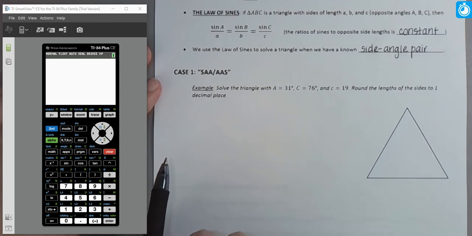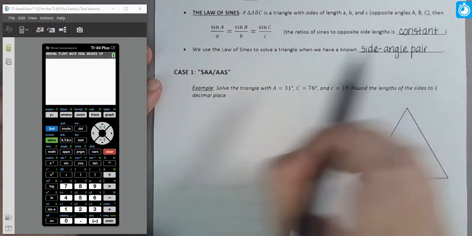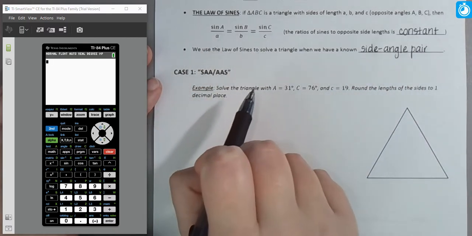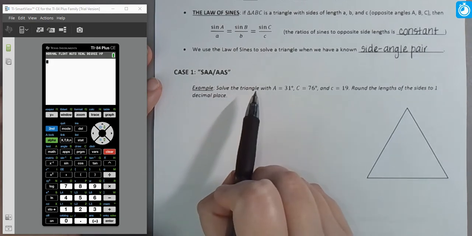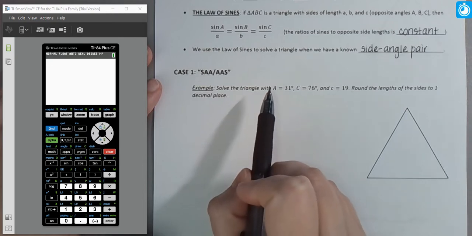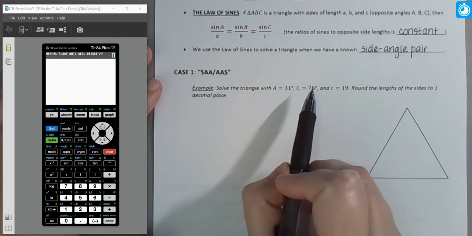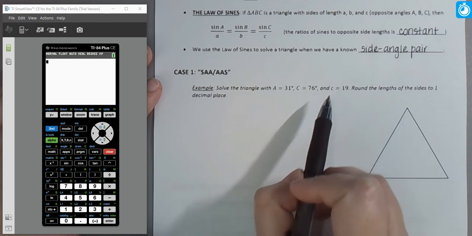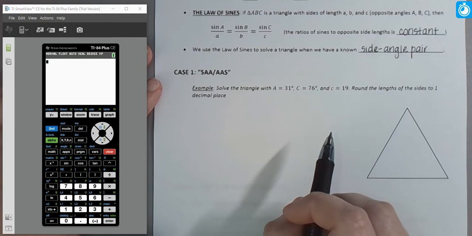What's going to be important is labeling the triangle and then identifying that pair so that we can apply the law of sines. So we want to solve the triangle, which just means find all side lengths, find all angle measures, where angle A has a measure of 31 degrees, angle C has a measure of 76 degrees, and then side C has a length of 19 units, whatever those units are.